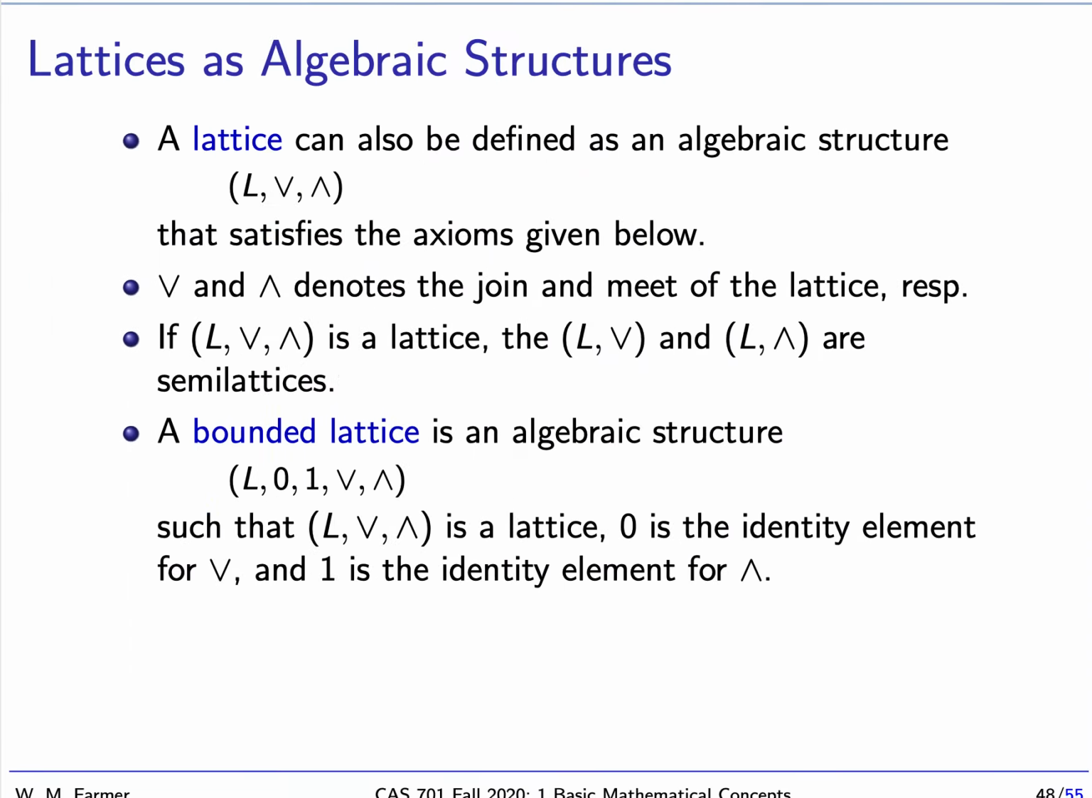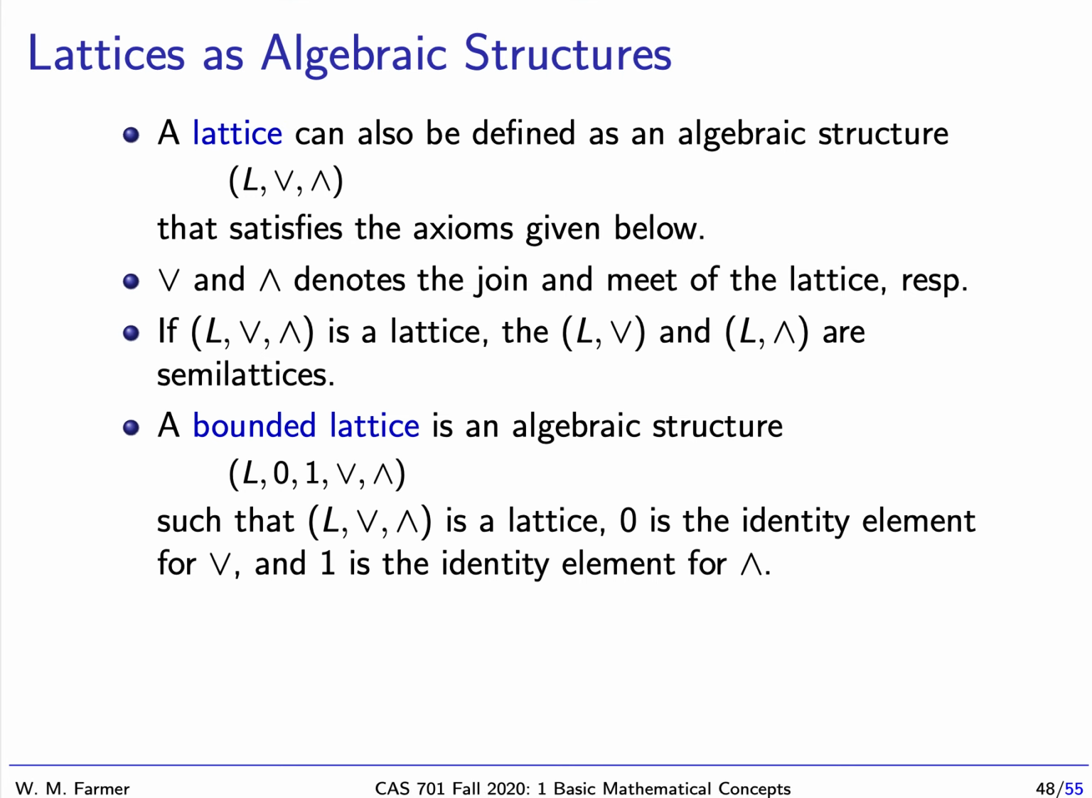Okay, now, one of the interesting things about lattices is the way I define a lattice is as a special kind of weak partial order. We can also think of lattices as algebraic structures. In this algebraic structure, we have two binary functions. These binary functions are join and meet. And notice that if we have a lattice like this, then these algebraic structures, where we throw away one of the two binary operations, are going to be semi-lattices.